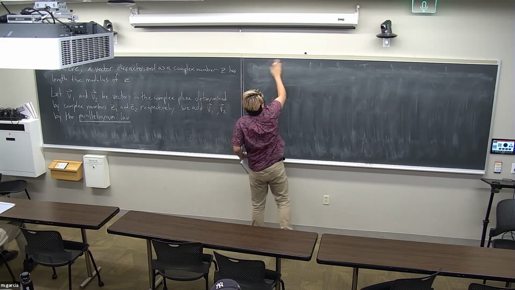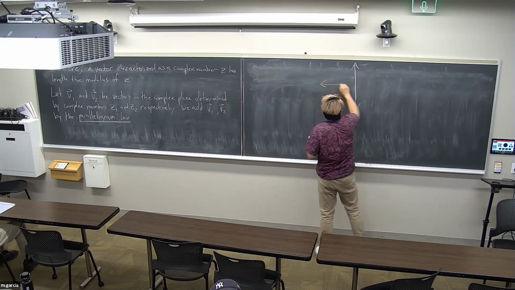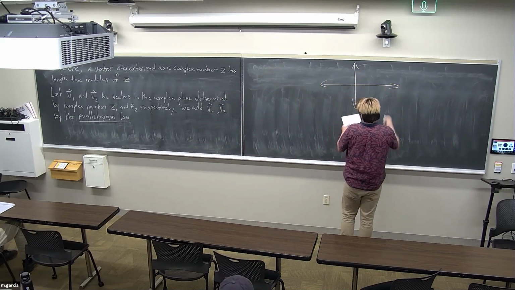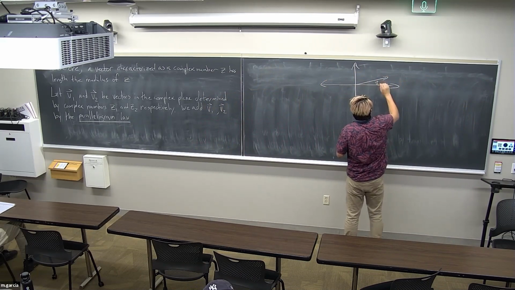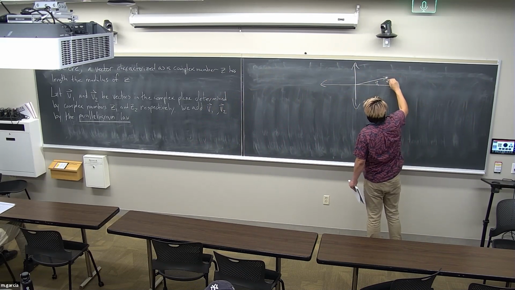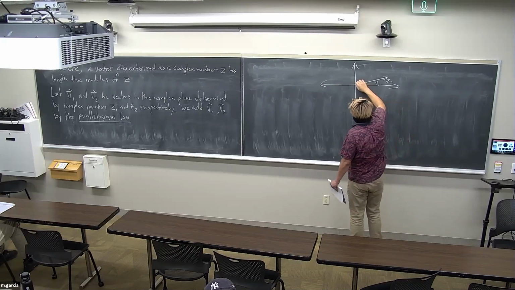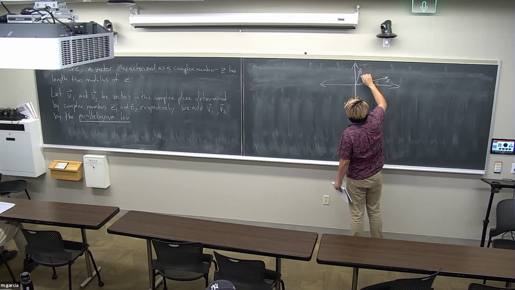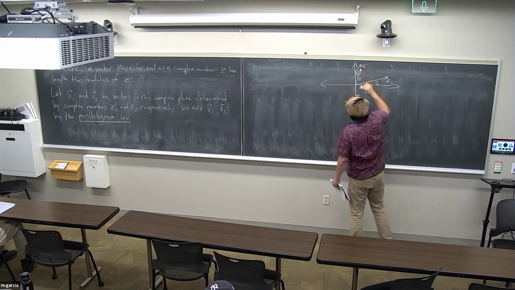So I have some vectors. Let's call this V1, and as our representation goes, it's characterized by the complex number Z1. And let's say we have some other vector. Let me put this over here. V2, characterized by the complex number Z2.